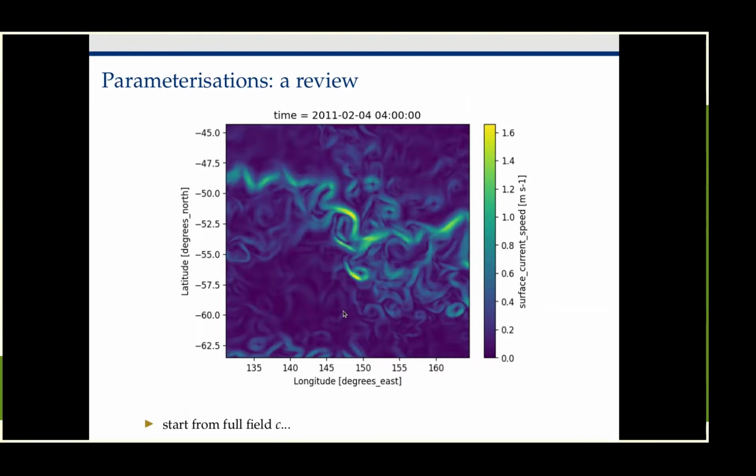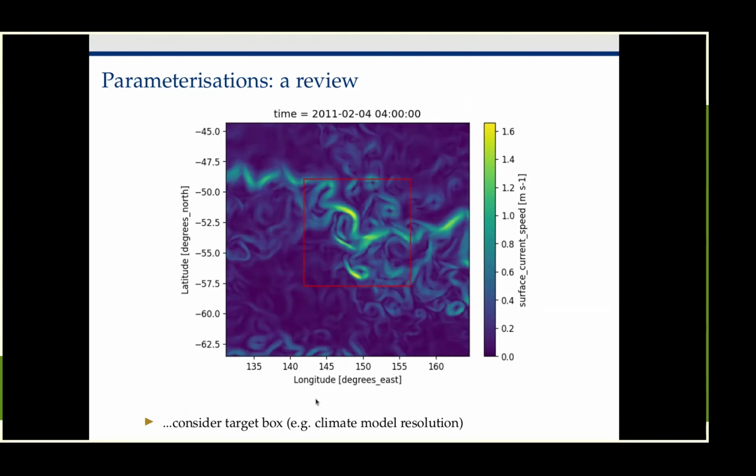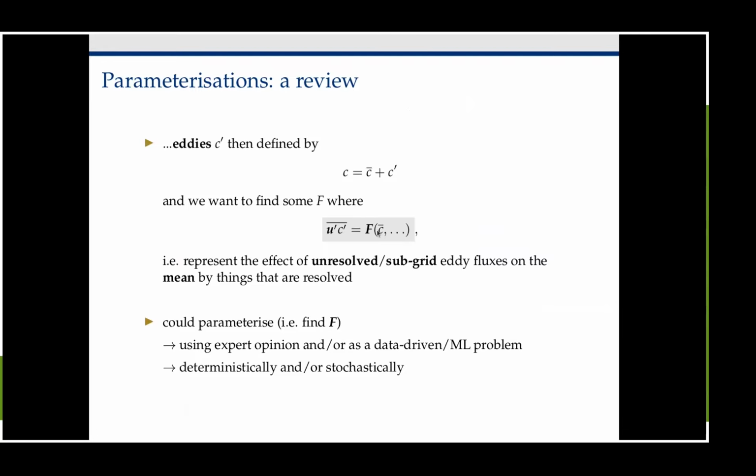So the idea of parameterization is you take a full field. Suppose you have some sort of hypothetical full field. You define a grid box, which is your climate resolution. Here I took quite a big box, but you don't need to. And then you smooth it out. By smoothing it out, you've essentially defined some sort of average, and you call this your climate state. And then you say the residual is your eddy field. So there is the eddy field which you want to somehow parameterize. So mathematically, you take your full field and you define an average of some description.